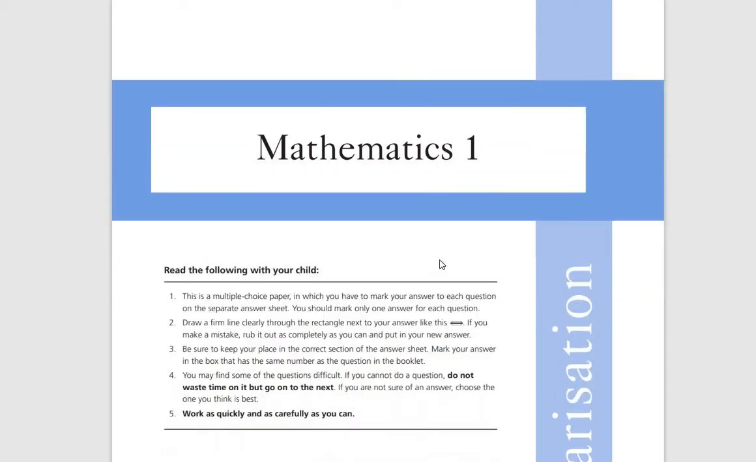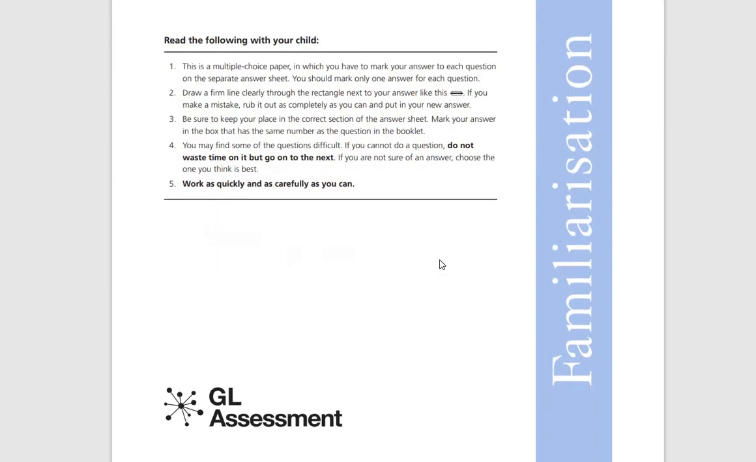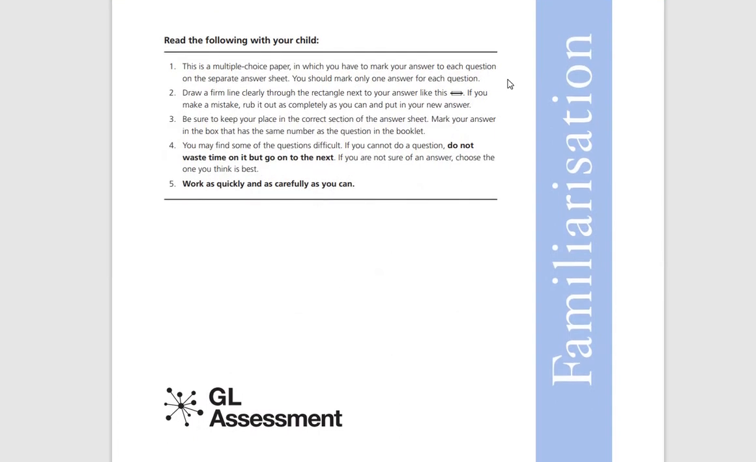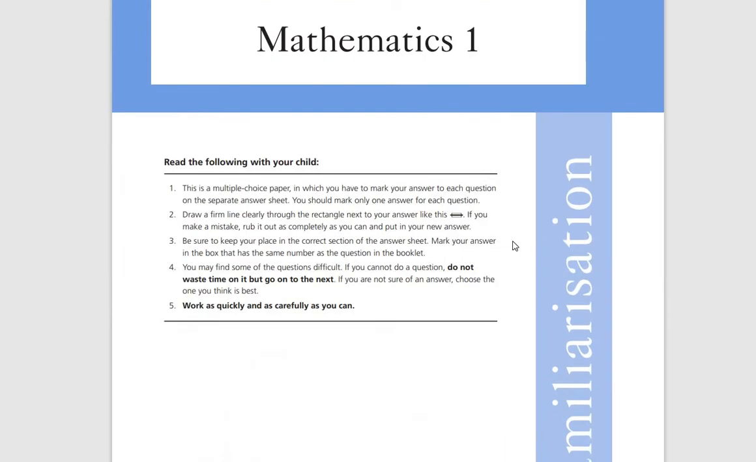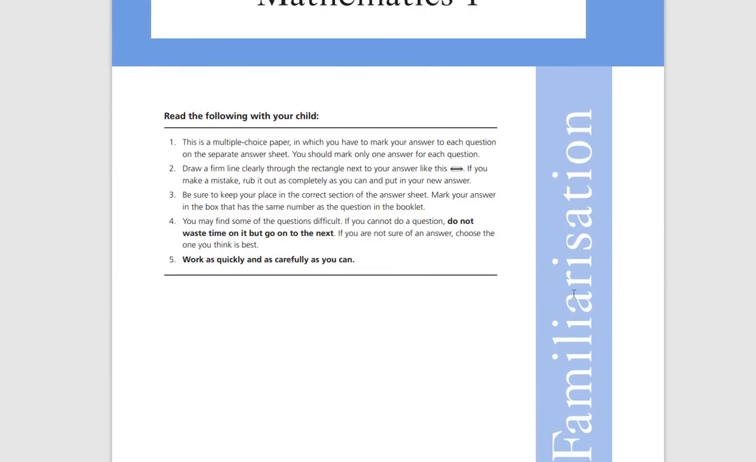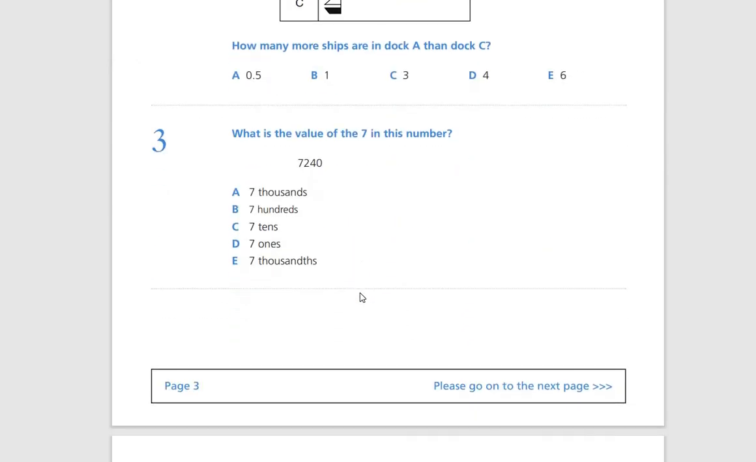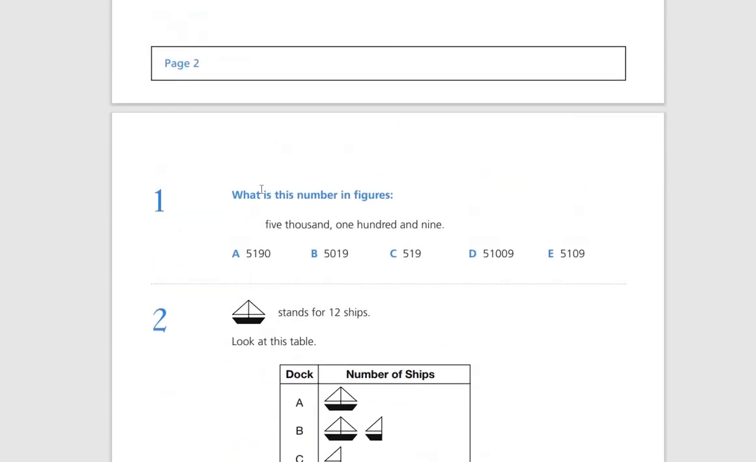So today we will be doing a GL paper. This is a GL assessment, and our paper is called Mathematics 1. So let's start. We don't need to care about all of these instructions. Oh, what does it say here? Familiarization. Okay, so we're going to do a familiarization paper. So let's start. Question 1.